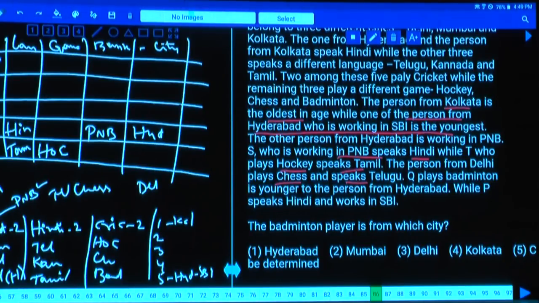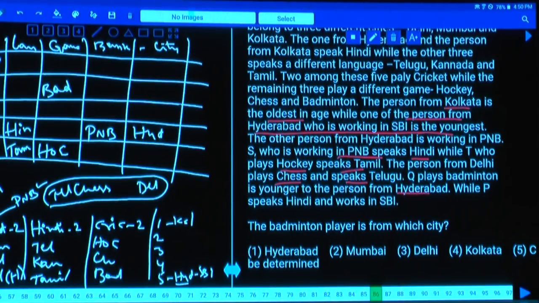Q plays badminton and is younger than the person from Hyderabad. One of the persons from Hyderabad is younger, and this person is also younger than badminton. That means the other person from Hyderabad must be in the second or the third place. And that person is none other than this person.